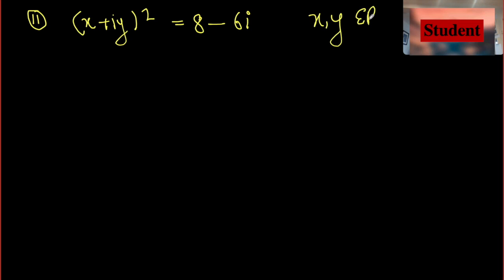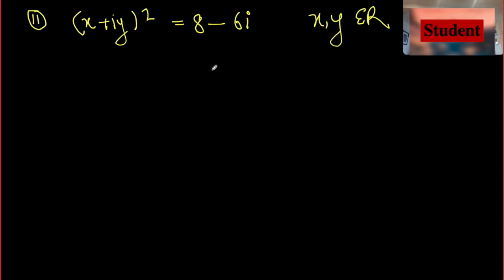In question 11, what you have? (x + iy)² = 8 − 6i. Now here you have to find the values of x, y. And x and y are given that they belong to the real numbers.